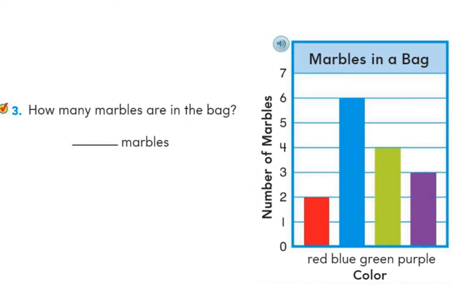How many marbles are in the bag total? Well, that means that we have to count the red plus the blue, which is 8. So 2 plus 6 is 8, plus 4, which is 12, plus 3 more, which is what? 15. Good job.